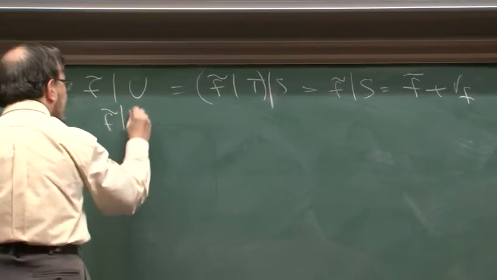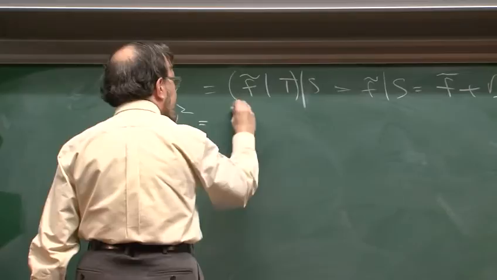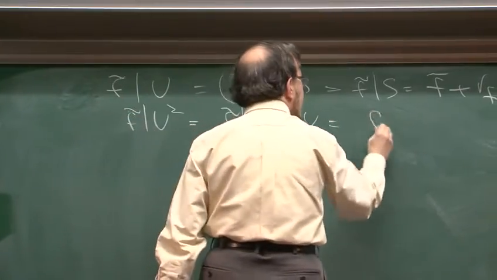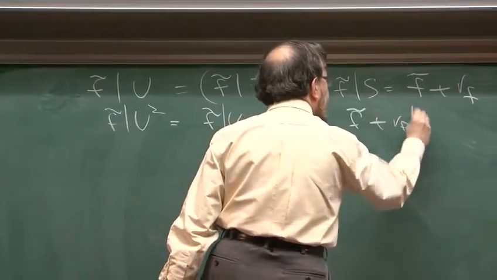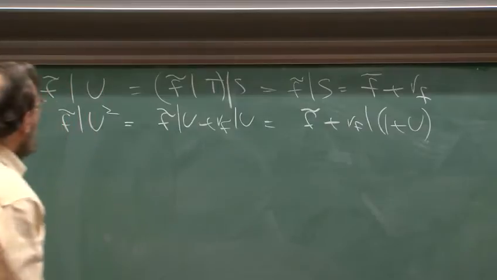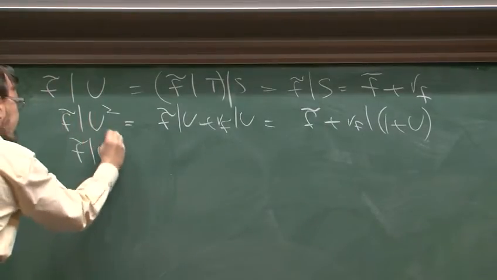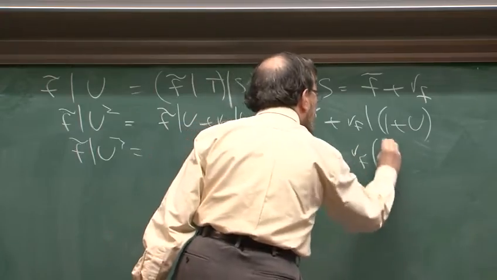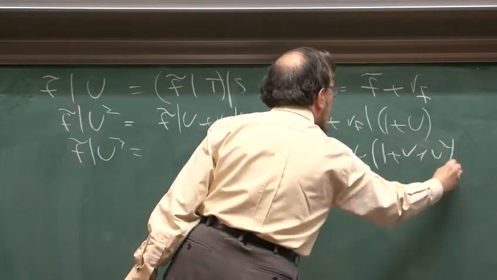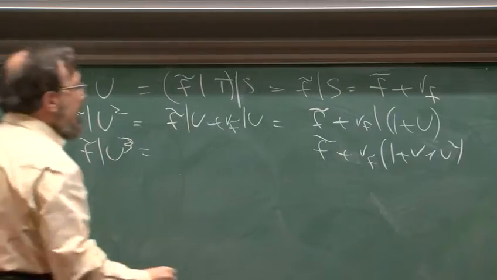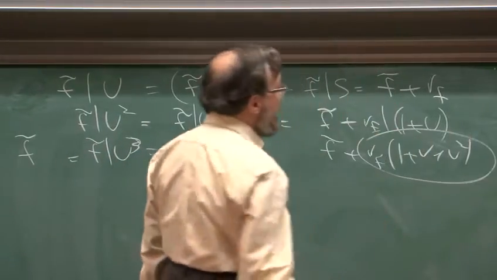And now I do it again. And so I get f tilde slash u plus r f slash u. But by what I just did, that's f tilde plus r f plus r f slash u. And then finally, if I do it a third time, well, you can imagine how it goes on. But on the other hand, u cubed is the identity, and so this is f tilde. And so you have this second equation that this thing has to vanish.